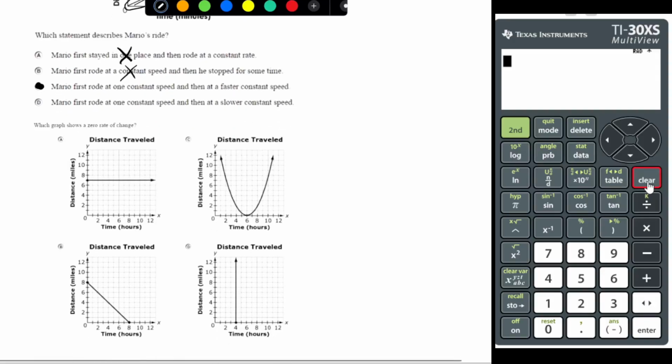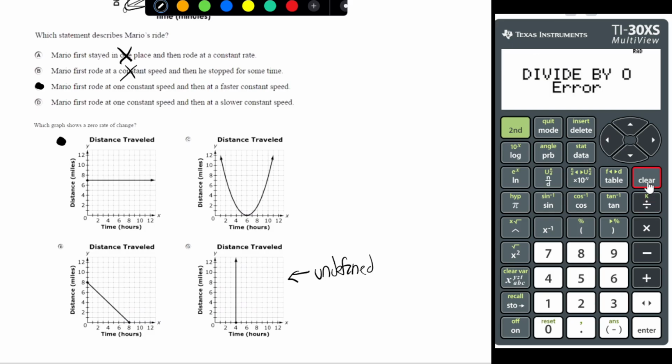Which graph shows a 0 rate of change? Well, we just went over this. 0 rates of change are just straight horizontal lines. The only one that's a straight horizontal line is that. This is undefined. This is not 0. Please note the difference between undefined and 0. Undefined doesn't exist. Remember, divide by 0 error.